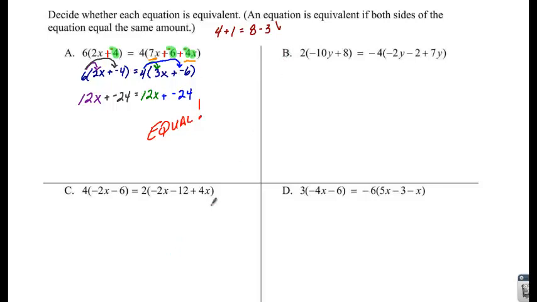So use that model. Try problem B. Pause the video. Turn the video back on. You can fast forward to where you see the answer, or you can watch it step by step.